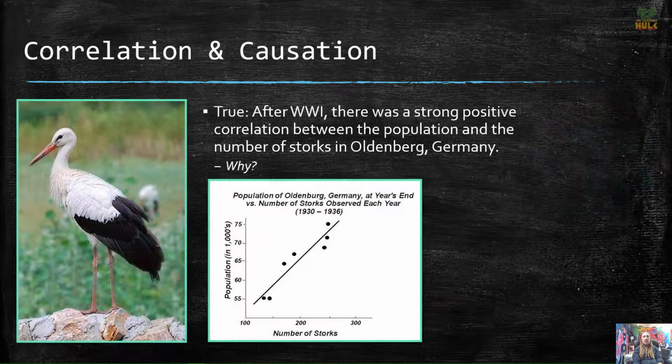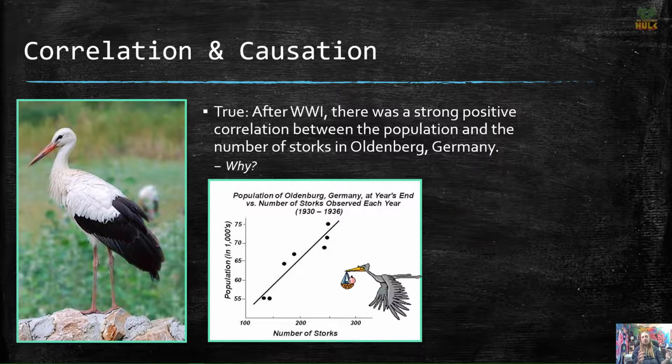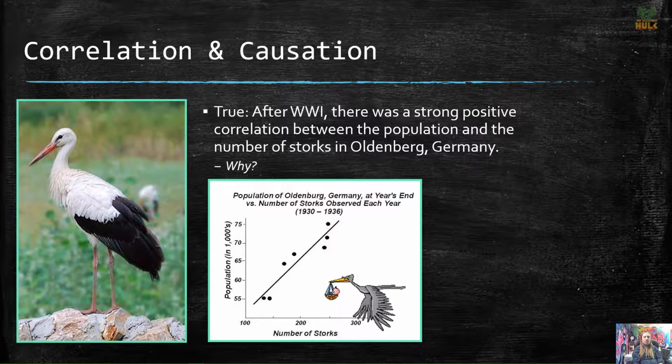Illusory correlations are so common that we can use them to almost convince people of sort of age-old stories about how storks bring babies. So this is actually true after World War I, and this has been the case a couple of times over. But at least in this instance, after World War I, there was a strong positive correlation between the population and the number of storks in Oldenburg, Germany. So the population of human beings, as it went up, so did the population of storks in Oldenburg, Germany. I think we all know why, right? Storks bring babies. More storks, more babies. More babies, higher population. It's as simple as that.